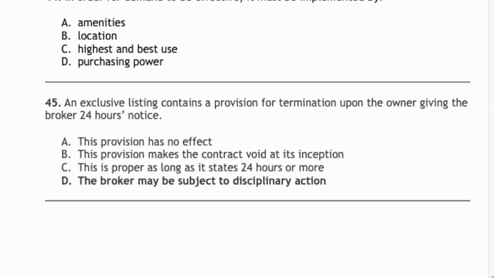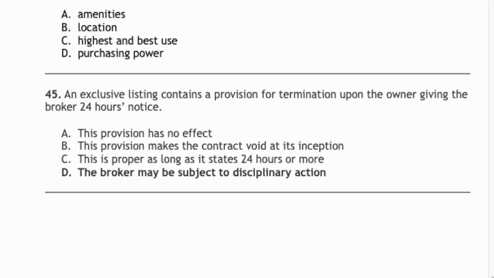45. An exclusive listing contains a provision for termination upon the owner giving the broker 24 hours notice. A, this provision has no effect. B, this provision makes the contract void at its inception. C, this is proper as long as it states 24 hours or more. Or D, the broker may be subject to disciplinary action. The answer is D. The broker may be subject to disciplinary action.